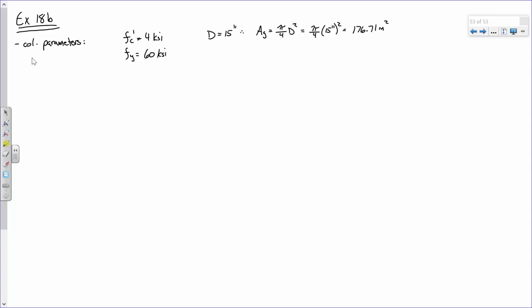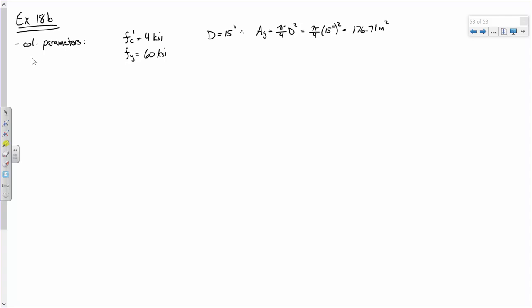Okay. So column parameters. We have FC prime is 4 KSI. We have FY is 60 KSI. Now, let's see. We have a diameter of 15 inches. So therefore, the gross area of the column is what? So pi over 4 times 15 inches squared. What does that come out to be? There we go. 176.71. All right. Second on that?